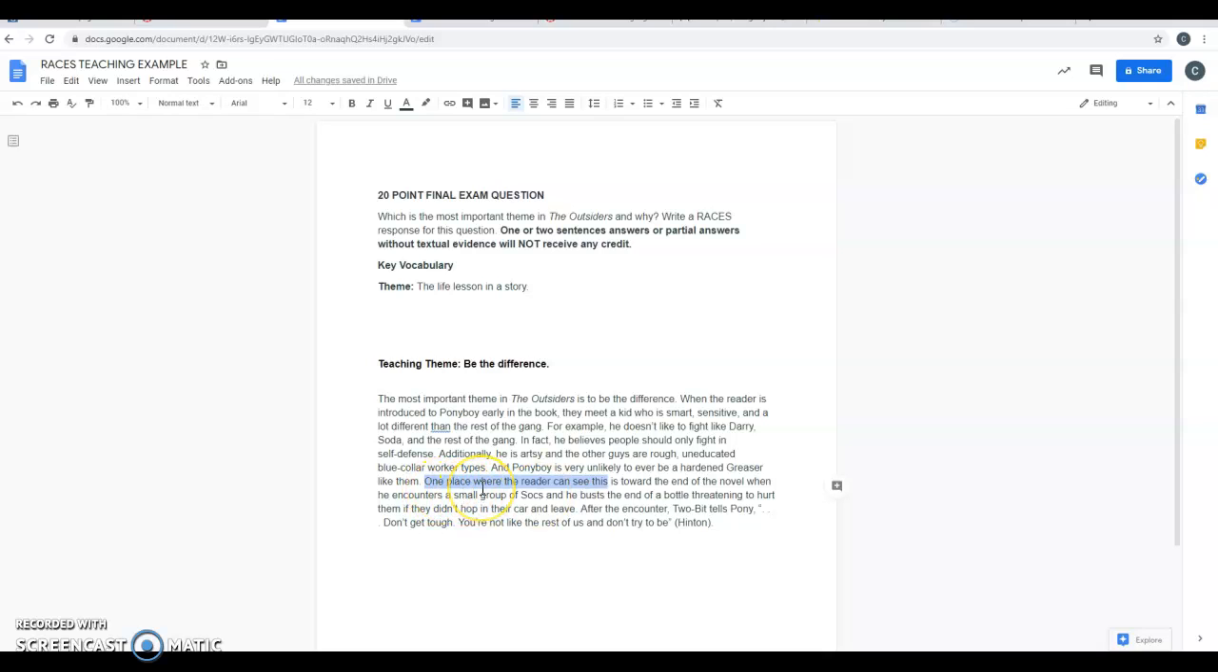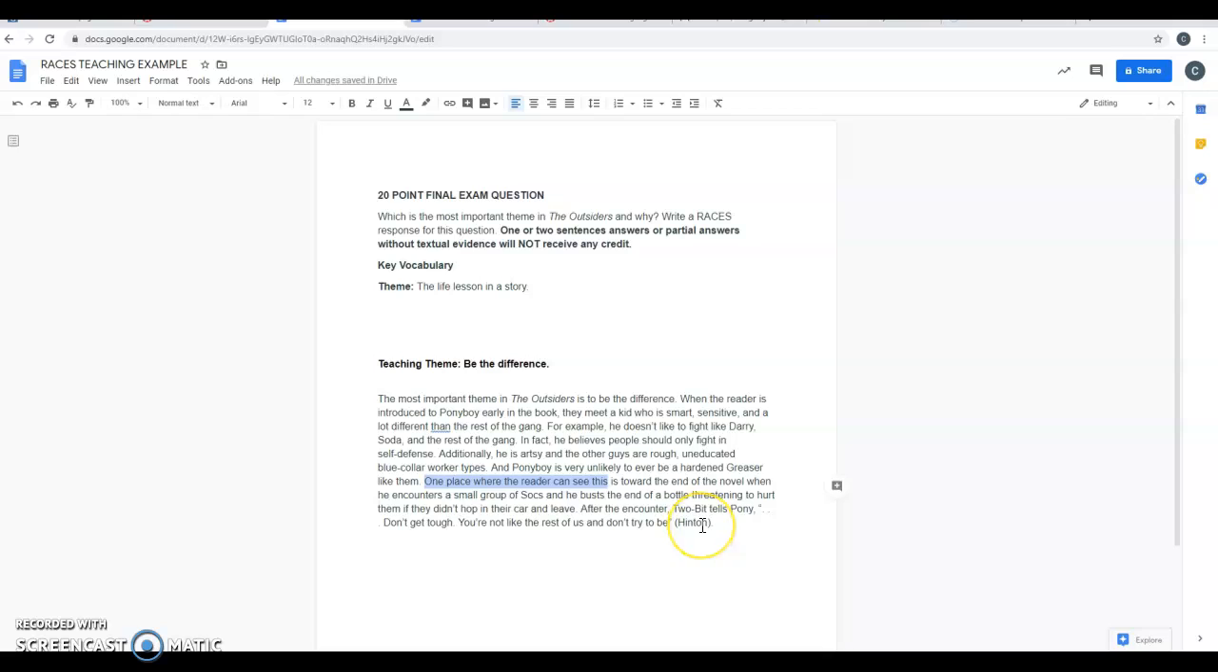So it says, one place where the reader can see this is toward the end of the novel when he encounters a small group of Socs and busts the end of a bottle, threatening to hurt them if they didn't hop in their car and leave. After the encounter, 2-Bit tells Pony, "Don't get tough. You're not like the rest of us and don't try to be."